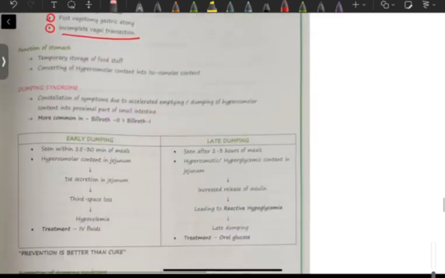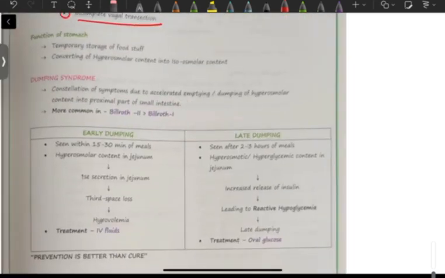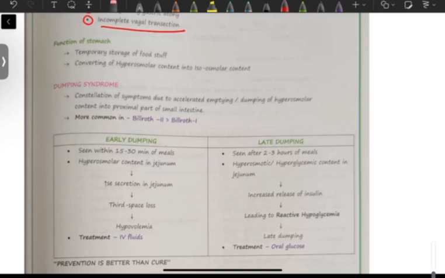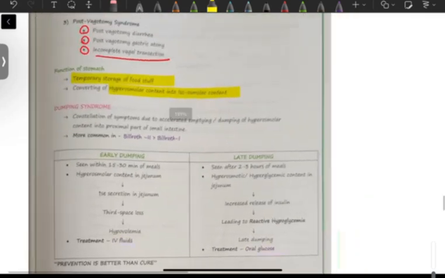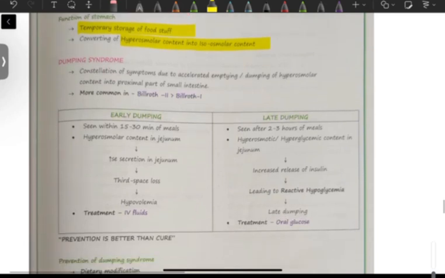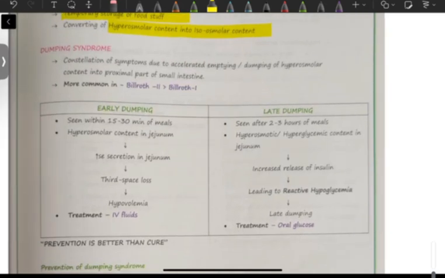Okay, so what is the function of the stomach? Basically, it is a temporary storage of foodstuff, and it is converting whatever hyperosmolar content is coming into the stomach into isoosmolar content. Okay, so what is dumping syndrome actually? It is a constellation of symptoms due to accelerated emptying or dumping of hyperosmolar content into the proximal part of the small intestine.